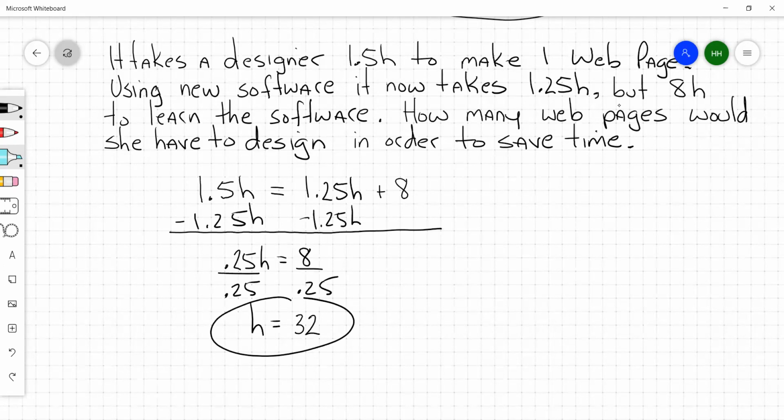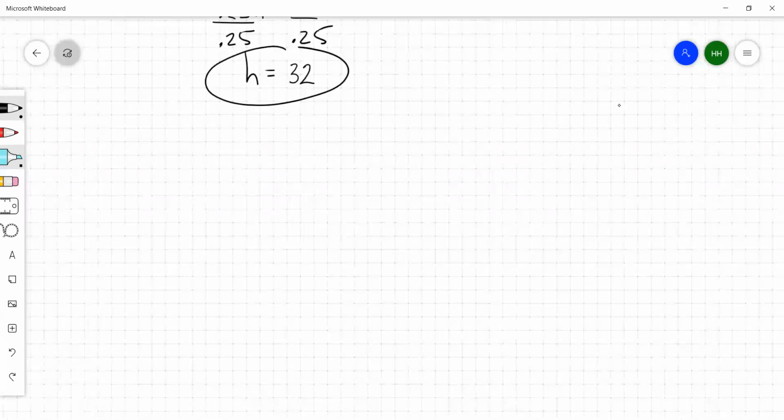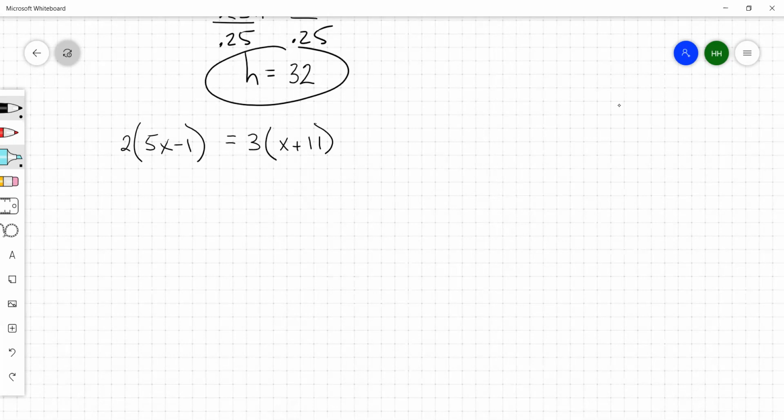Good there? All right, let's take a look at a few more examples. We got 2 times 5x minus 1, and that's equal to 3 times x plus 11. So this is a distributive property on both sides problem. You got to distribute this 2 first. So you got 2 times 5x, which is 10x, and 2 times negative 1, which is negative 2. And then you got 3 times x, which is 3x, and 3 times 11, which is positive 33.